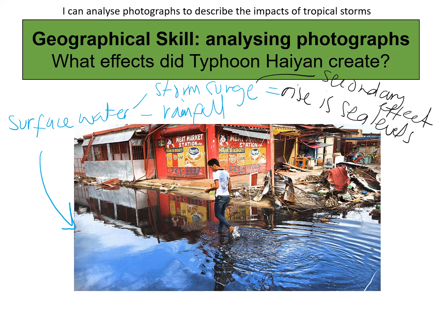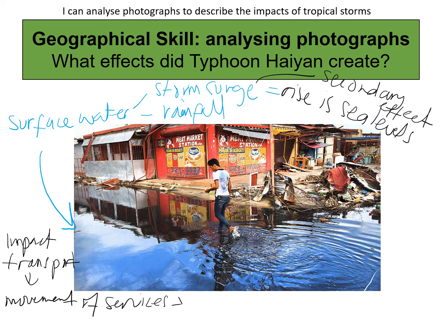So we can see here that it's very difficult to maneuver around, so this flooding could impact transport, which could then impact the movements of services such as ambulances and search and rescue.